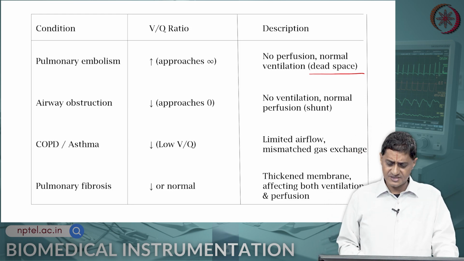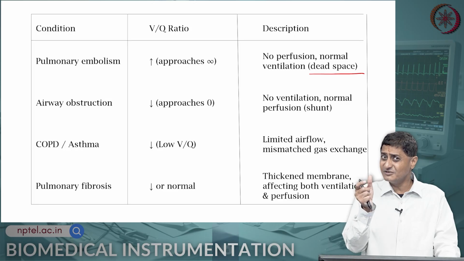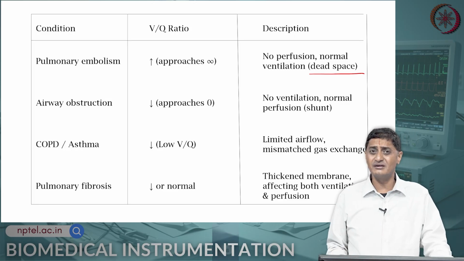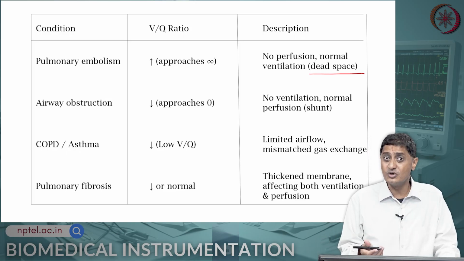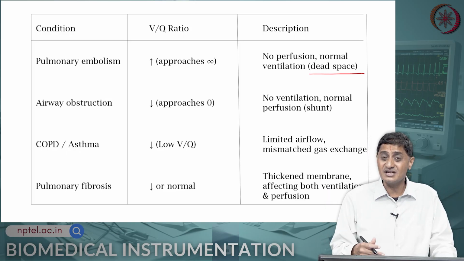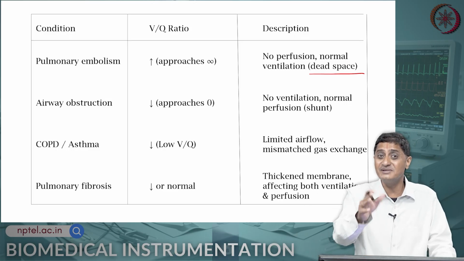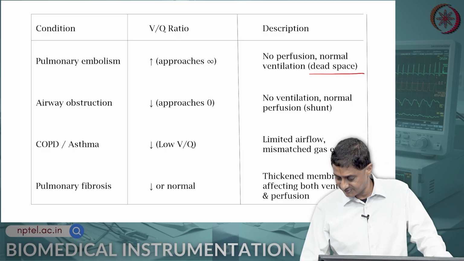Pulmonary fibrosis essentially causes thickening of the membrane, and compliance is lost. This affects both ventilation and perfusion, because V by Q is a ratio. If both are affected, the V by Q ratio might still be constant. That does not mean that it is normal. Okay, that is the other situation.